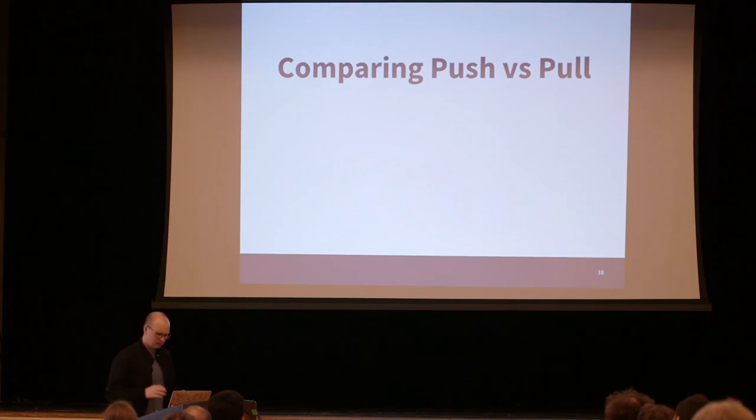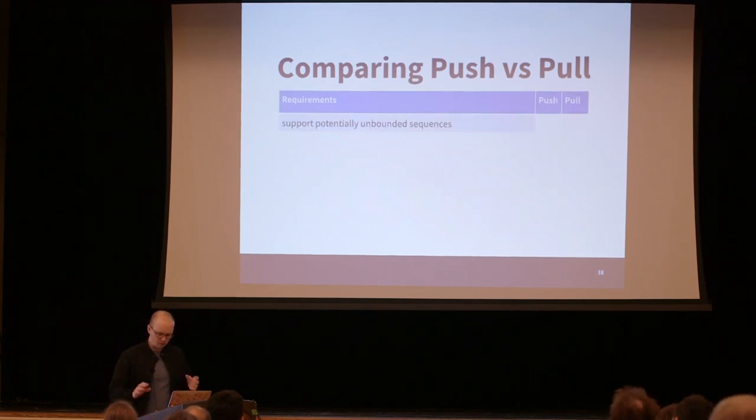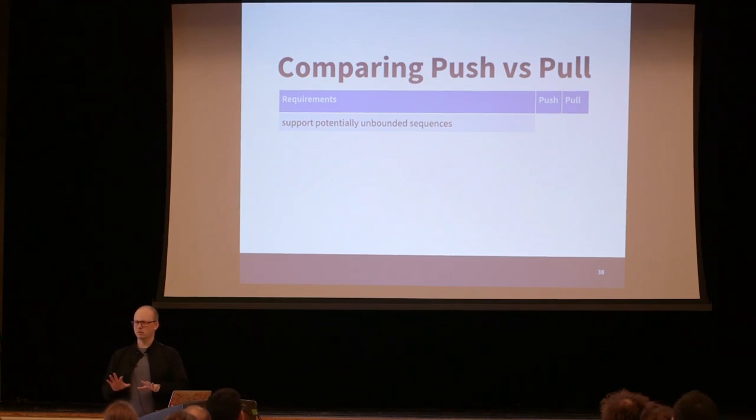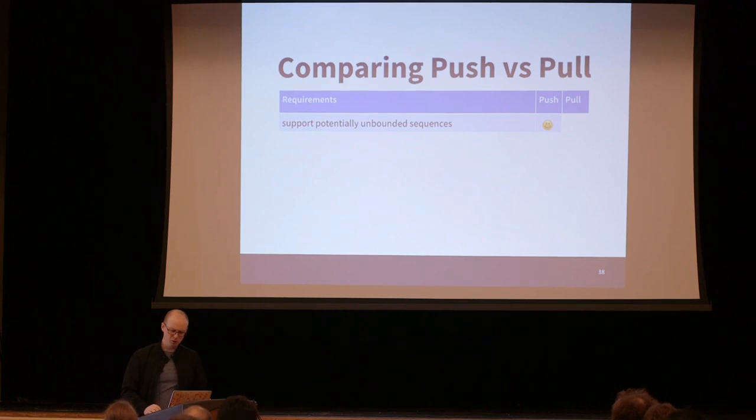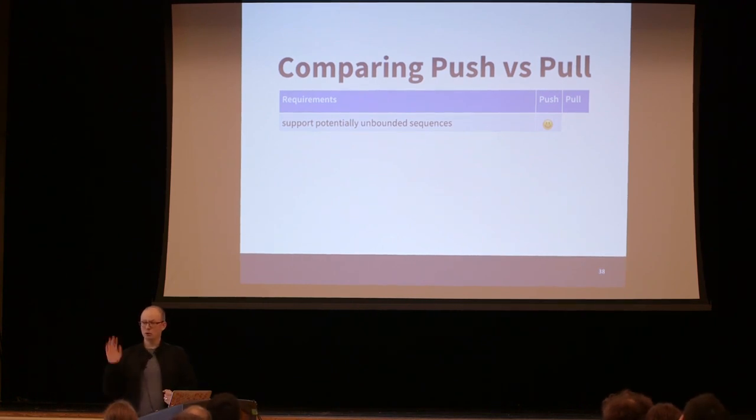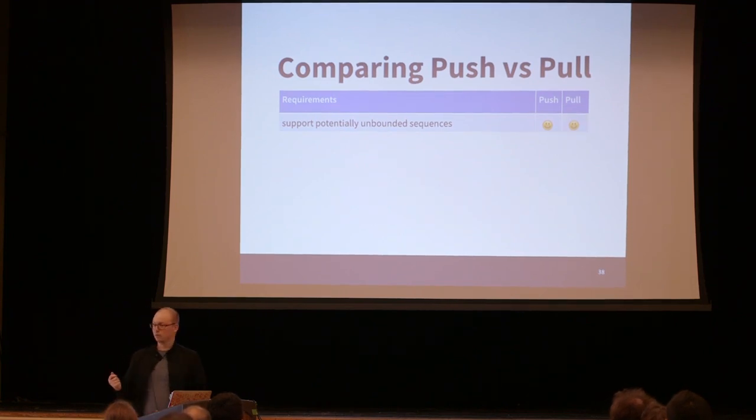So the end result, if we compare push versus pull, the old models, we want to be able to support potentially unbounded sequences, right? So we want to have something that is potentially large that we can transport somewhere else. And with a push model, that's fine, right? You just push. Super simple. Push, push, push. Pull model, also simple, right? There's no built-in limit to how much you can pull.